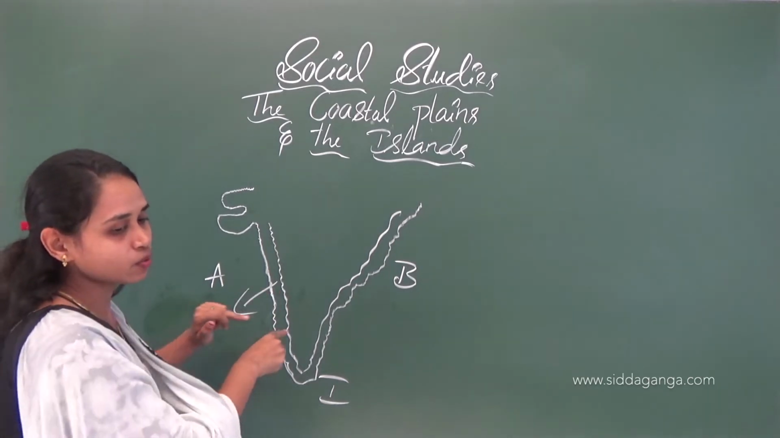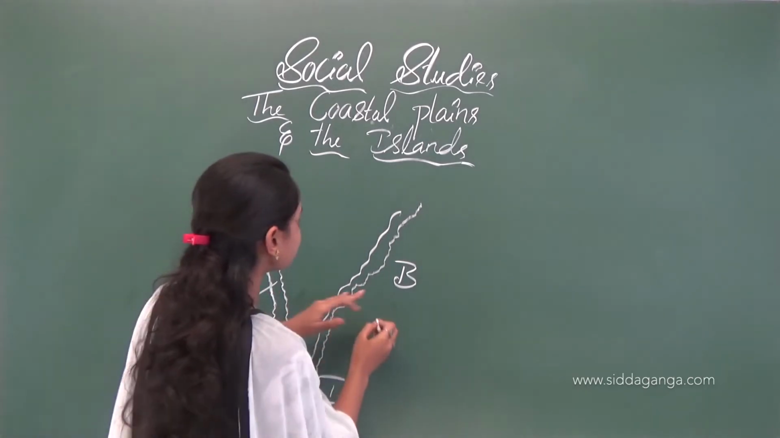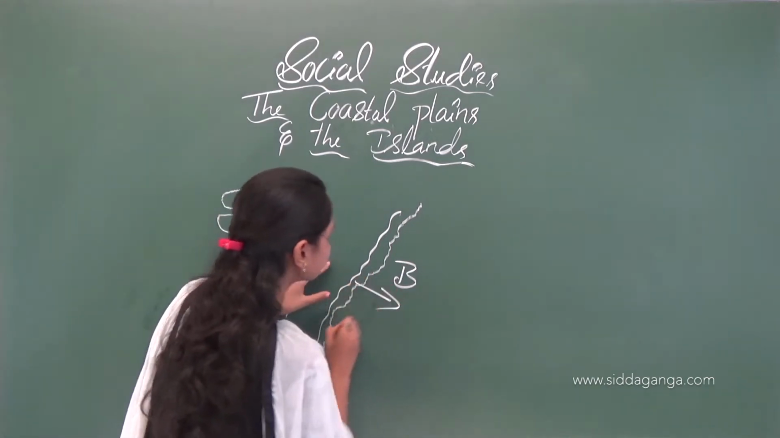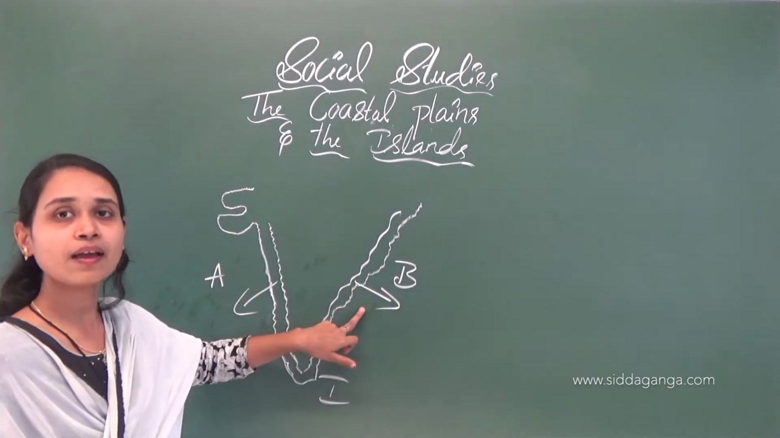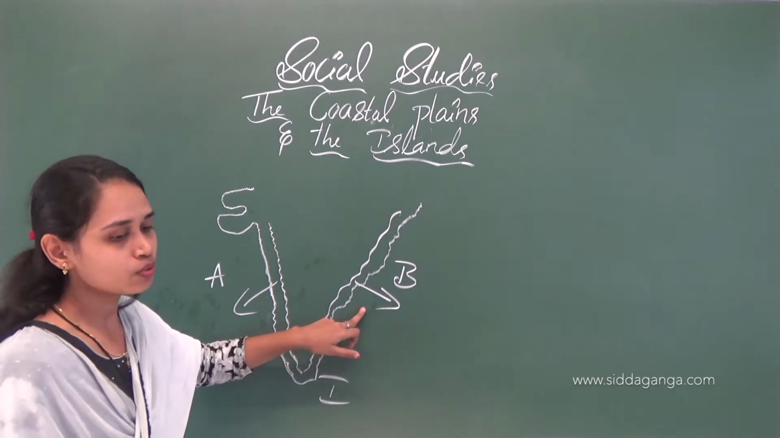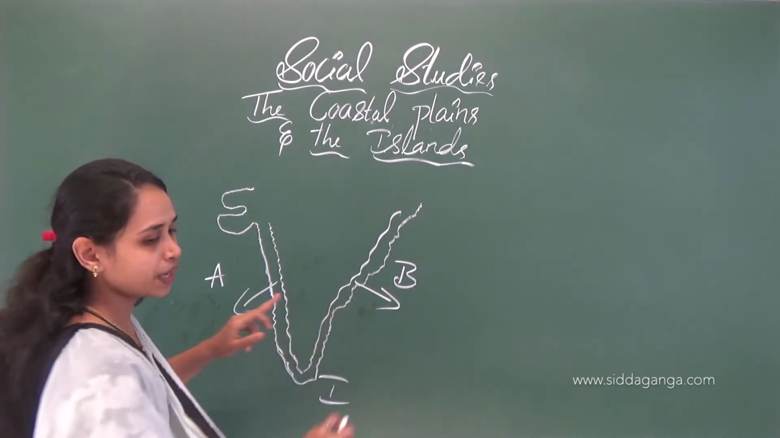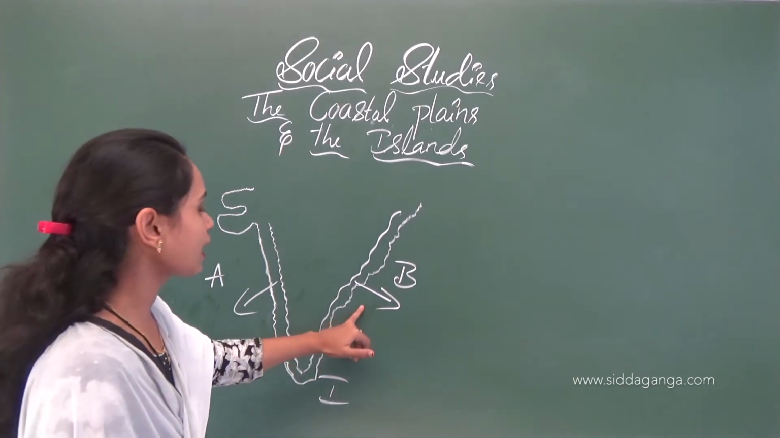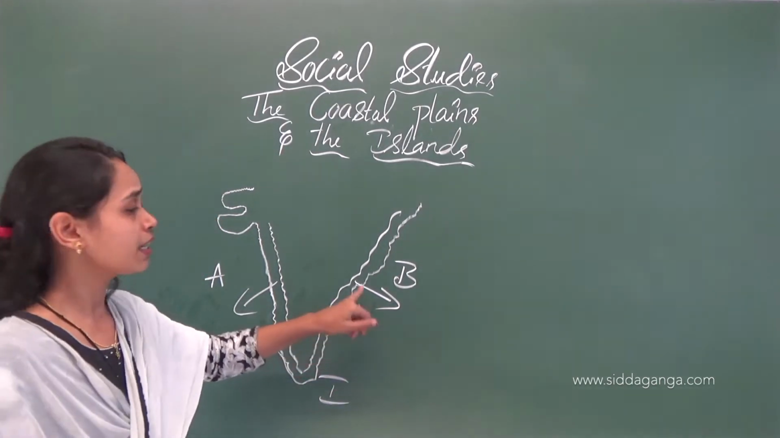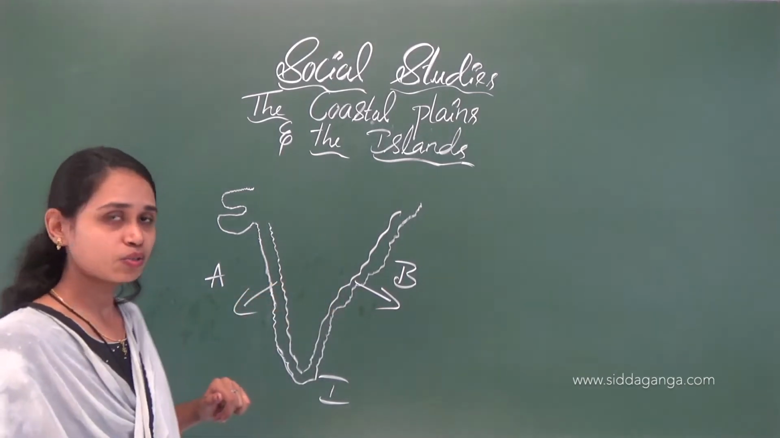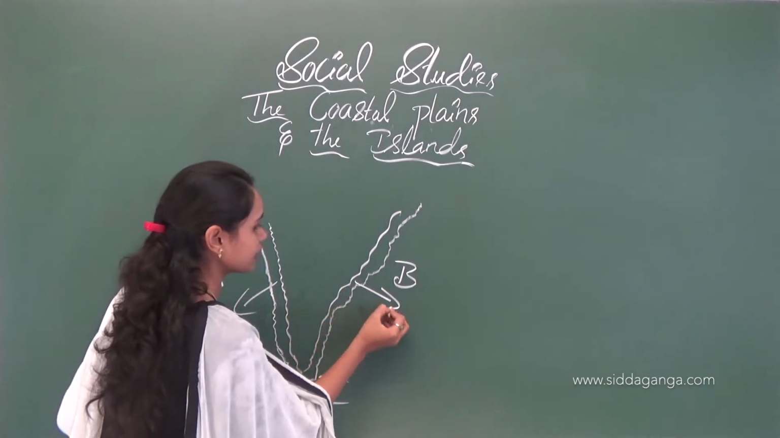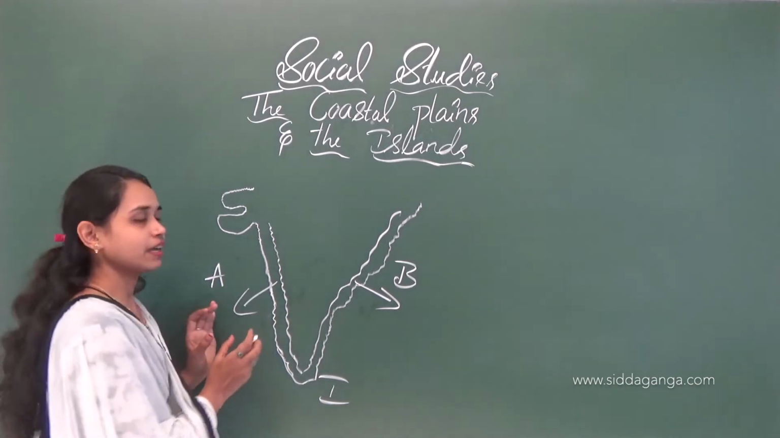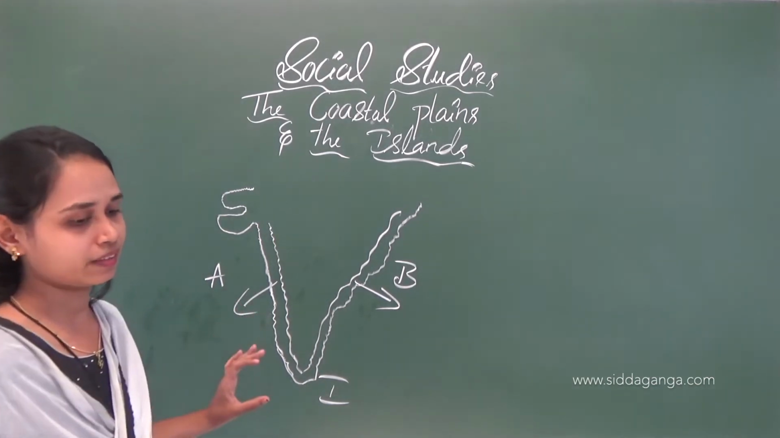And then here we can see the eastern coastal plain. It lies between the Bay of Bengal and the Eastern Ghats. So here we can see the eastern coastal plain, and here the western coastal plain, okay?